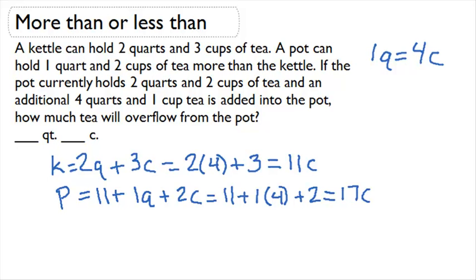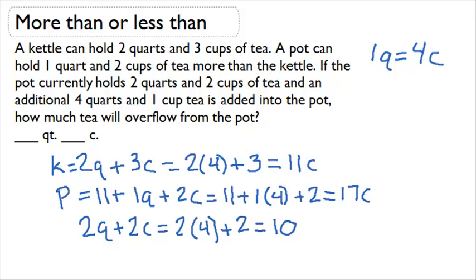Alright, so if the pot can hold 17 cups, and we know that it already holds 2 quarts plus 2 cups, that's going to be the same thing as 2 times the 4 cups that are in each of those 2 quarts, plus another 2 cups. So that's 2 times 4 is going to be 8, plus 2 is 10. That's how many cups are already in the pot.